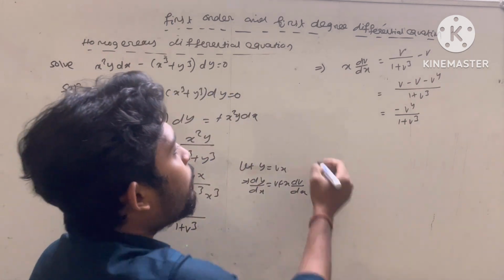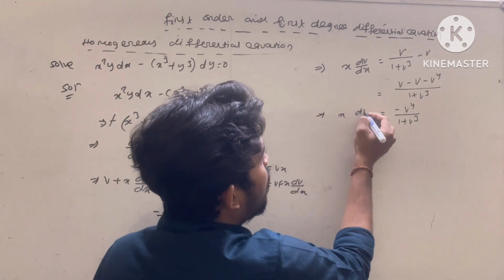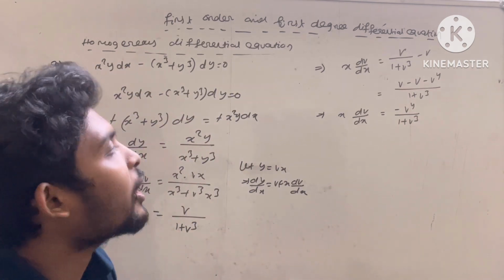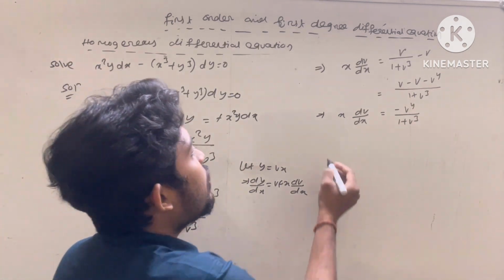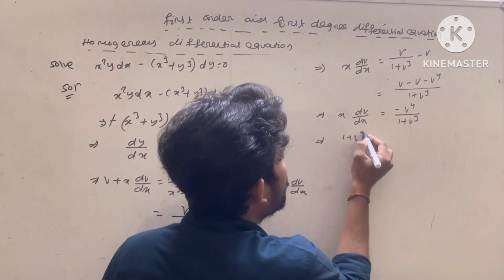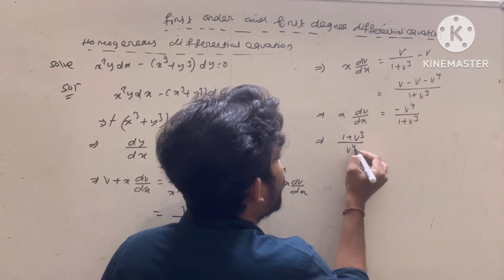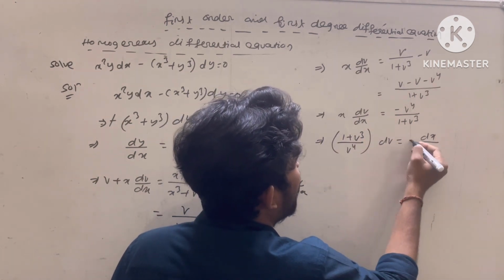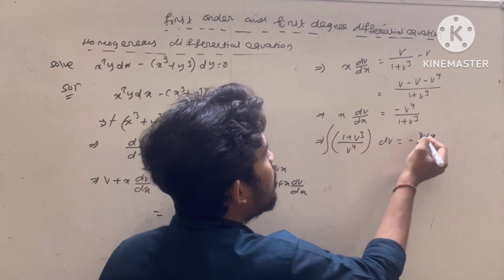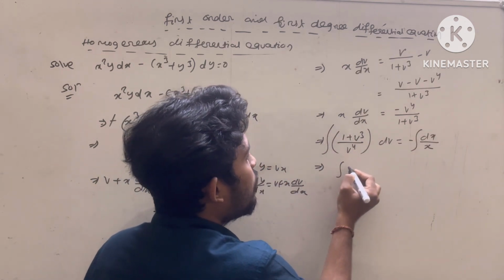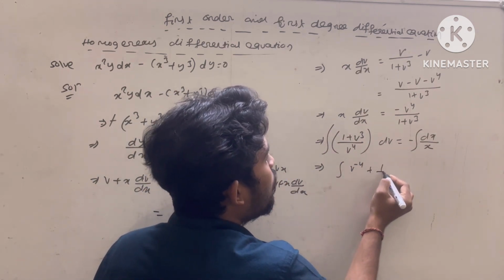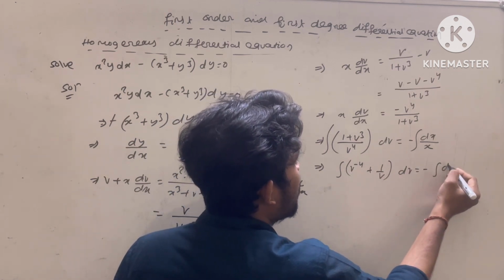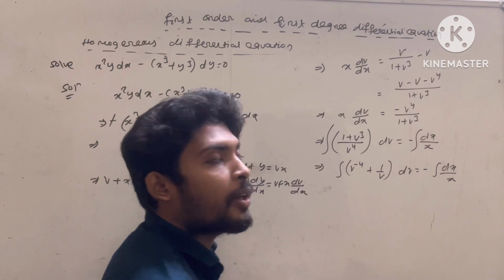So now you have to separate the variables. This is the variable separable form. Now you have to separate the variables, x to x side and v to v side. So this becomes (1 plus v cube) by v^4 dv equals minus dx by x. So taking integrations on both the sides, you get the integral of v to the power minus 4 plus 1 by v dv is equal to minus dx by x, right?